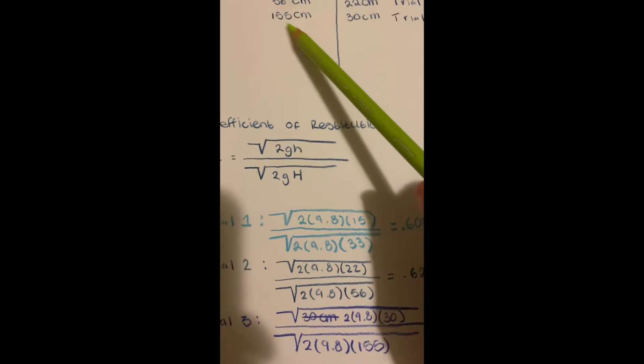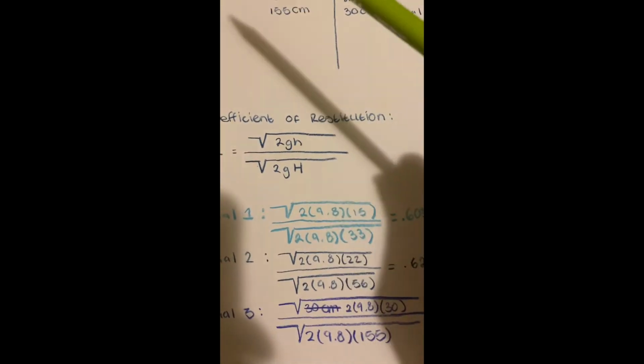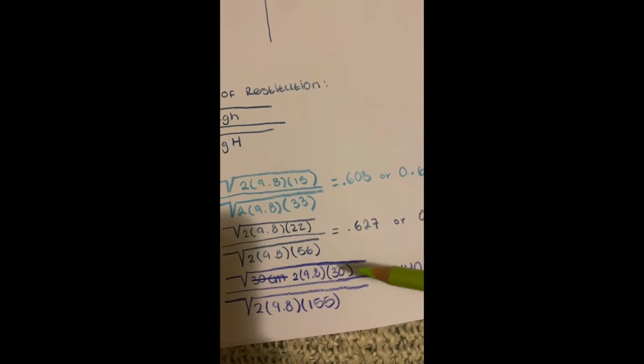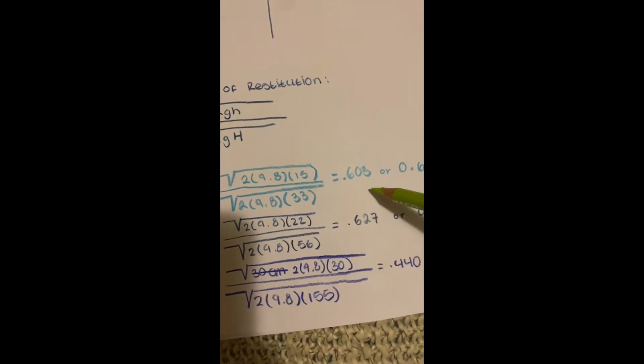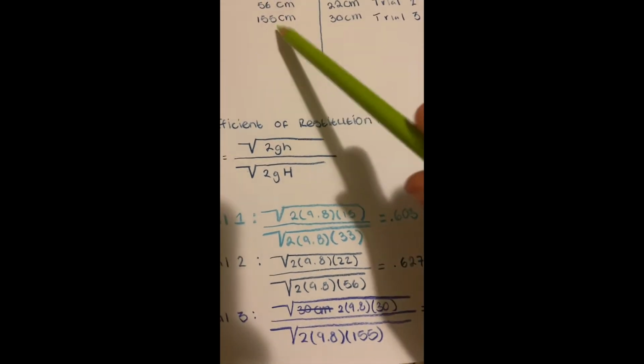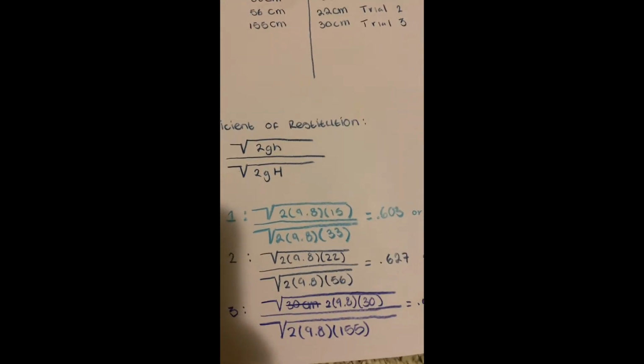What I suspect happened was that as the ball dropped from such a high height of 155 centimeters, it had so much energy that the ball released it by not only bouncing upwards, but also by cracking. It would split down the middle. So that made it difficult to get an average height.